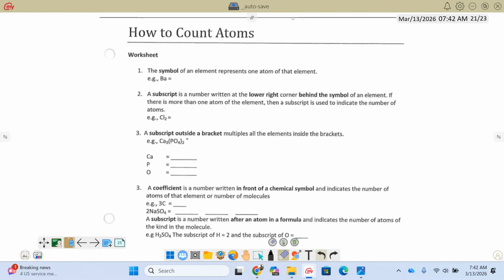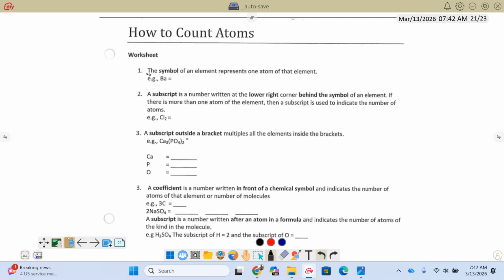Okay, welcome to the Counting Atoms tutorial. You should be on page 11. Please don't fast forward. Listen to this video and follow along with each step. It is very important to count atoms accurately, and that's what we're going to learn right now.